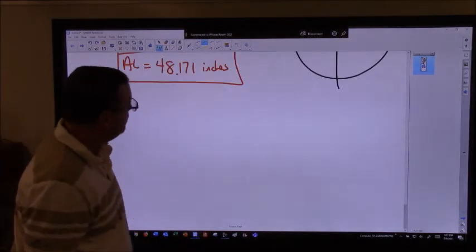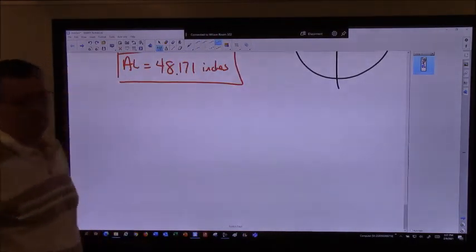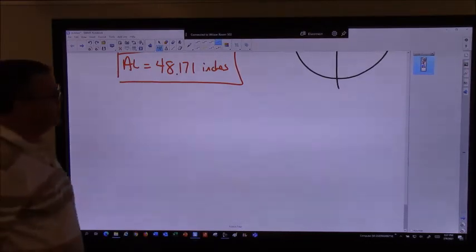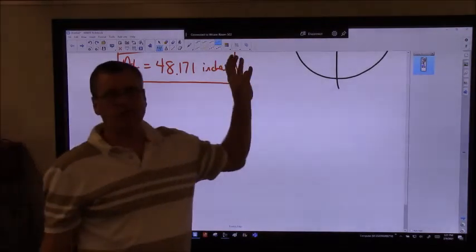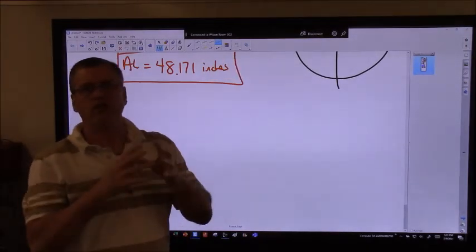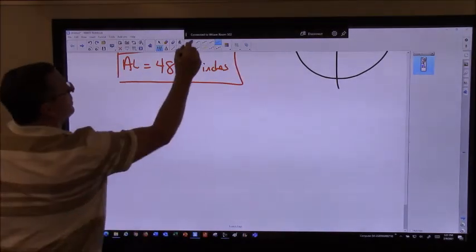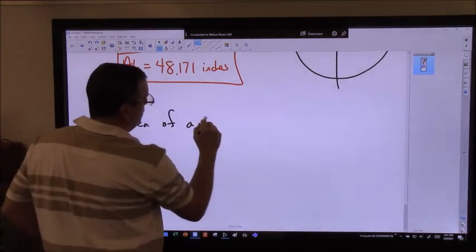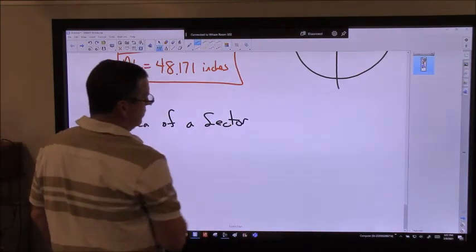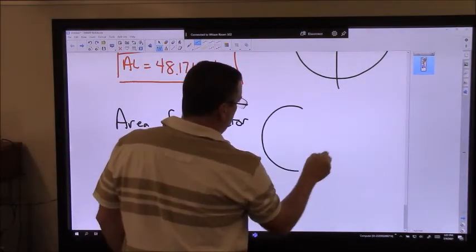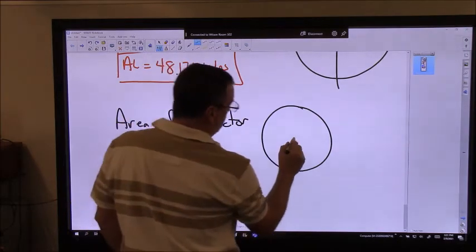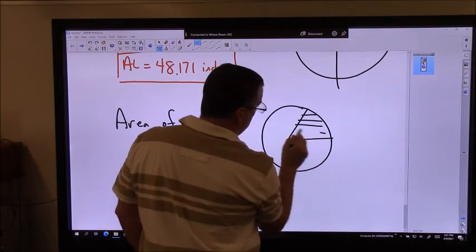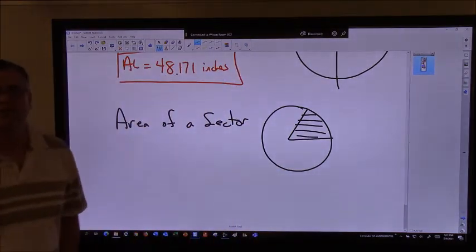All right, so the last thing that we need to look at is kind of similar to what we just did, but it's called the area of a sector. So, area of a sector. And so what we're saying is, if I've got a circle, and let's say there's a piece of pie, what's that area right there going to be?